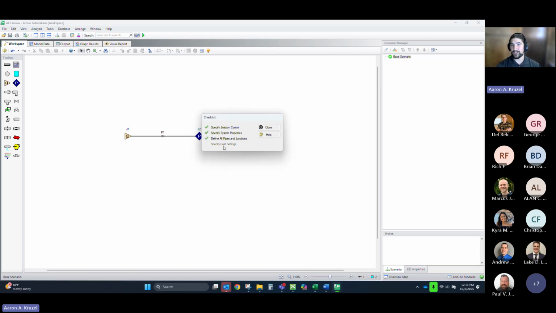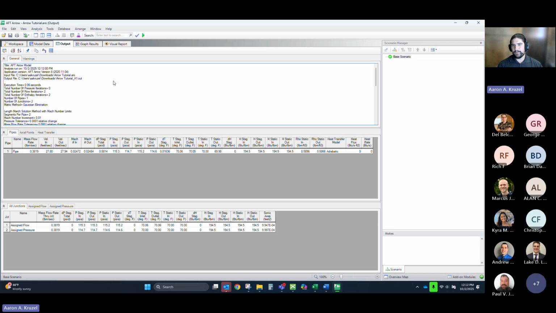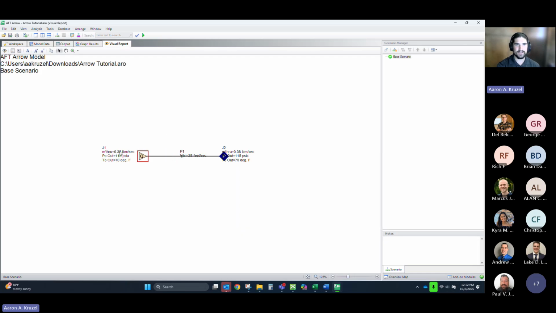Everything is green checked, so good to go. We're going to run it. So the output for AFT Arrow has a couple of different very useful features. First and foremost being the tabular output. It's very detailed with what it gives you. But personally, I find it a little bit hard to just look at this and inherently know what the system's like. So I prefer the visual report for just a baseline understanding.